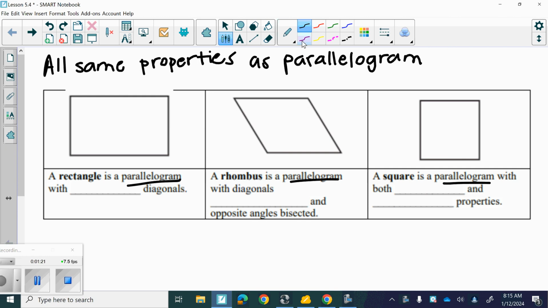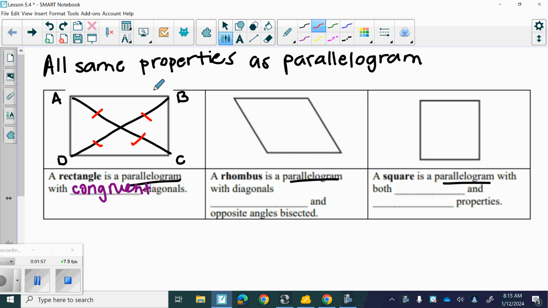So a rectangle is a parallelogram with congruent diagonals. So not only do the diagonals bisect, but they're all equal to each other. And then just like a parallelogram, your opposite sides are equal. So those are equal. And then what about each of these corner angles? What do they equal? 90. So those are all right angles.